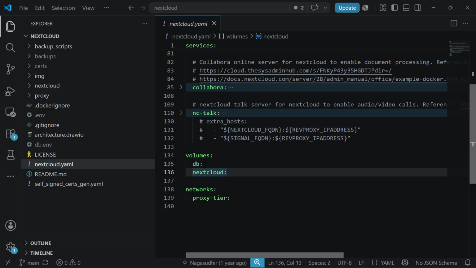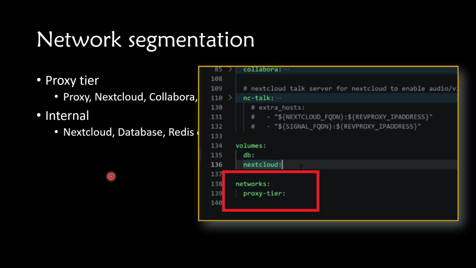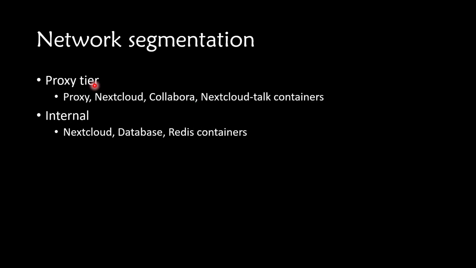The DB volume is for the database container, the Nextcloud volume is for Nextcloud to store its application files. If you remember, I said we are using another internal network called the proxy tier network. What we did is use simple network segmentation. In that proxy tier network, we have the proxy, Nextcloud, Collabora, and Nextcloud Talk containers. And in the internal network, we have the Nextcloud database and Redis containers.